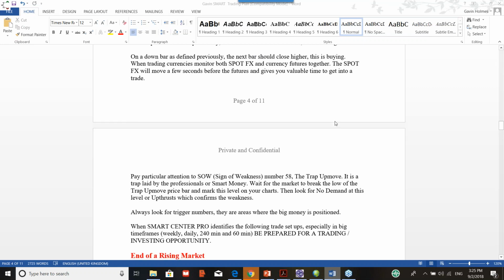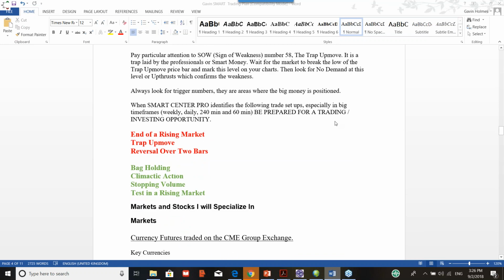This is buying. When trading currencies, monitor both the spot FX and currency futures together, which I'll show you tomorrow. The spot FX will move a few seconds before the futures and gives you valuable time to get into a trade. This is going to be covered tomorrow, so don't worry about that now.